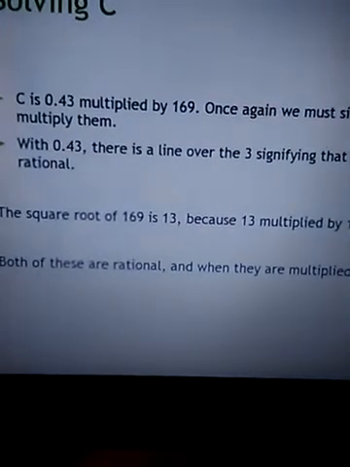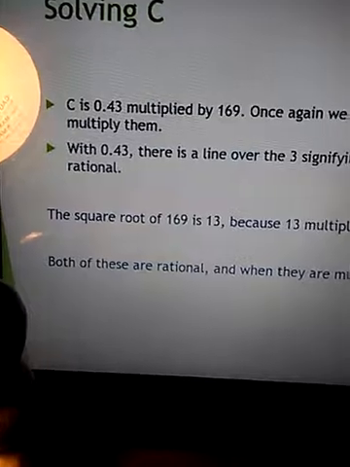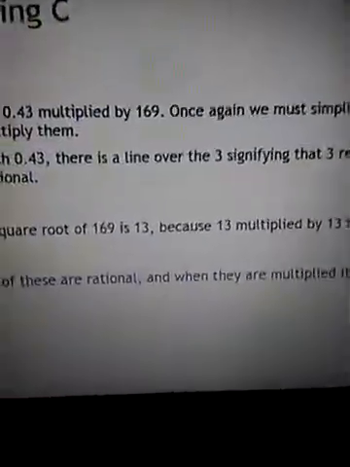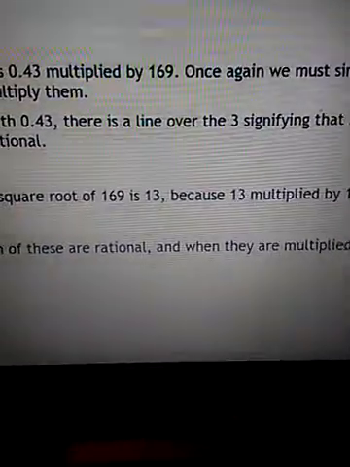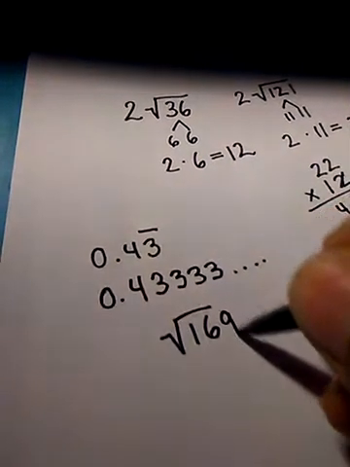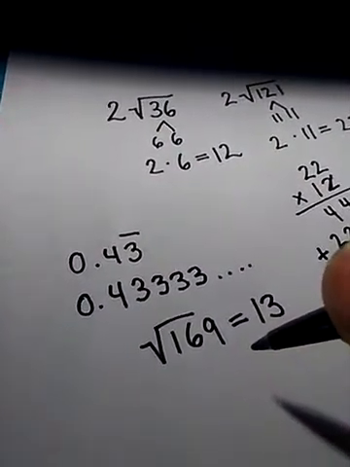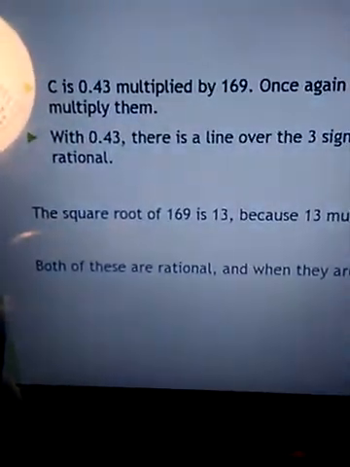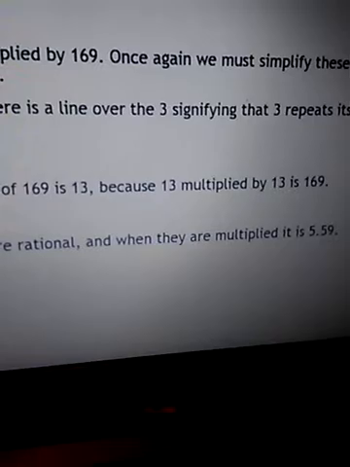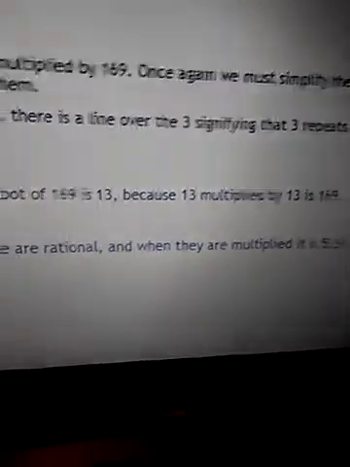Now, let's see what else. We have the square root of 169. The square root of 169 is just 13. So we multiply those, and when multiplied, we get 5.59. Both of these are rational, and when they are multiplied, it is 5.59.